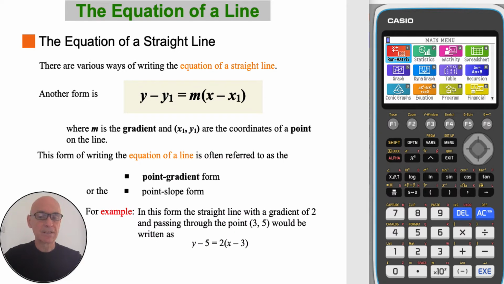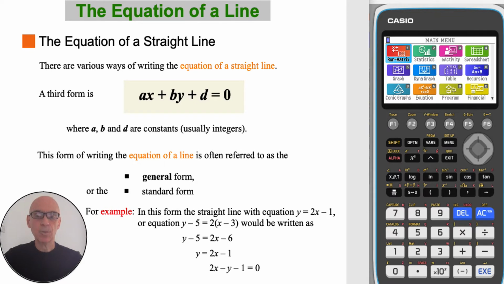Another form of writing the equation of a straight line is y - y1 = m(x - x1), where m is again the gradient and (x1, y1) are the coordinates of a point on the line. This form is often referred to as the point-gradient form, or the point-slope form. For example, in this form, the straight line with a gradient of 2 and passing through the point (3, 5) would be written as y - 5 = 2(x - 3).